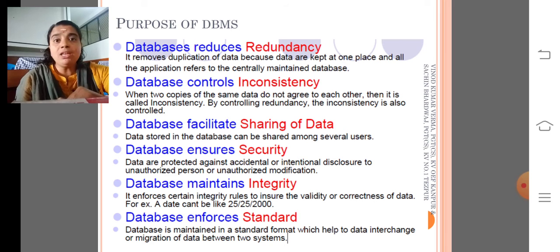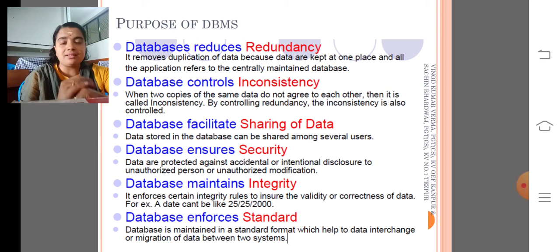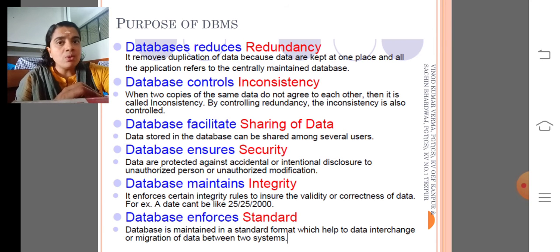When two copies of the same data do not agree with each other, then it is called inconsistency. So every data must be unique and it must be stable in every table. That is called data consistency. So that could be achieved through reducing data redundancy.